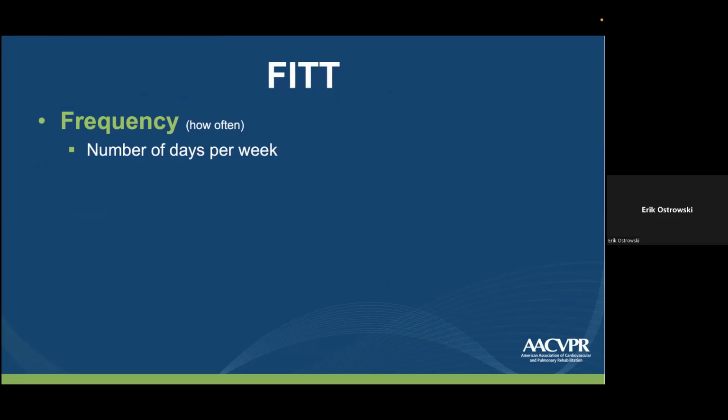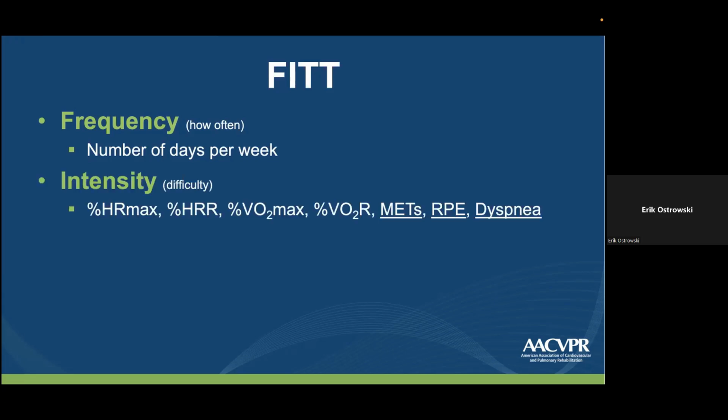So frequency is how often a patient exercises. Typically, that's described in number of days per week that they exercise. Intensity is how difficult or physiologically challenging the exercise is. There are a lot of ways to express exercise intensity. We will spend the most time today talking about METs, RPE, and dyspnea. Although you see in the literature heart rate max, heart rate reserve, VO2 max, VO2 reserve.